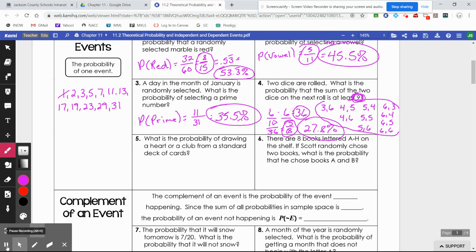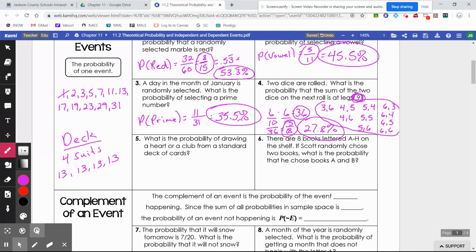Okay, number 5. It says, what is the probability of drawing a heart or a club from a standard deck of cards? Let's talk about how a deck of cards is divided. A deck is divided into 4 suits. First off, the suits are the hearts, the clubs, the diamonds, and the spades. And each of those suits has the numbers 1 through 10, a jack, queen, and king. So each of those suits has 13 cards. So there's 13 diamonds, 13 spades, 13 clubs, and 13 hearts.